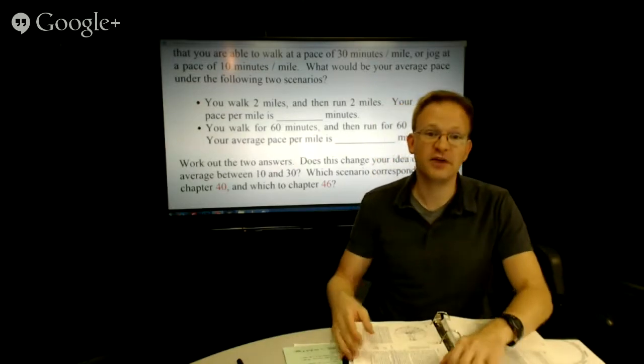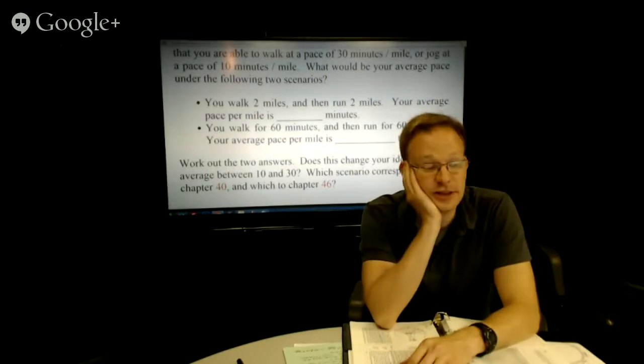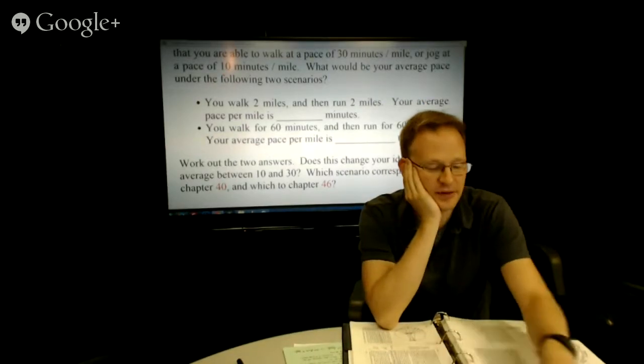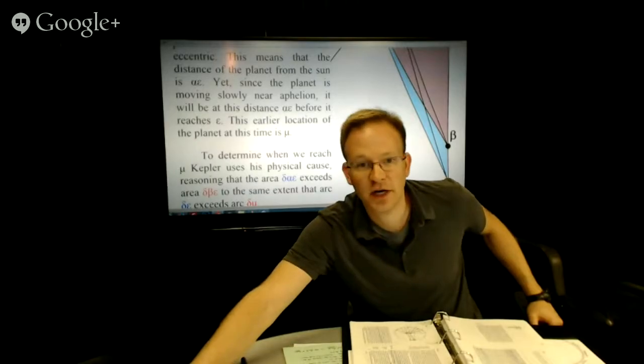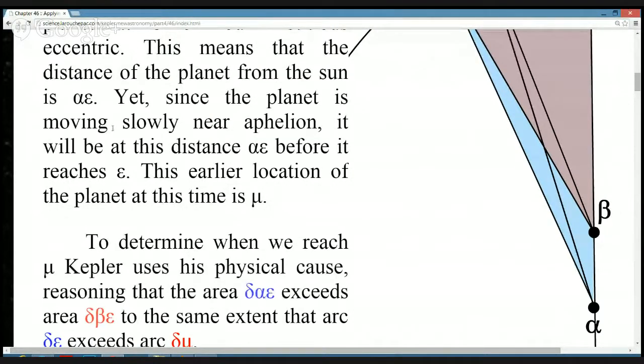So in chapter 46, he's trying to figure out how he can figure out how long it takes the planet. Let me draw something over on the paper over here. Switch your view to that, because I think that'll help make something clearer here. Just to show what his problem is here.